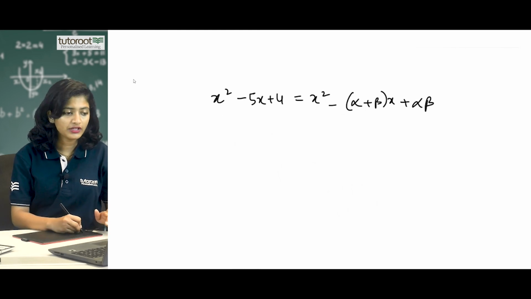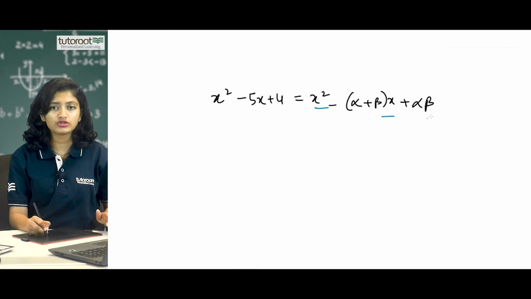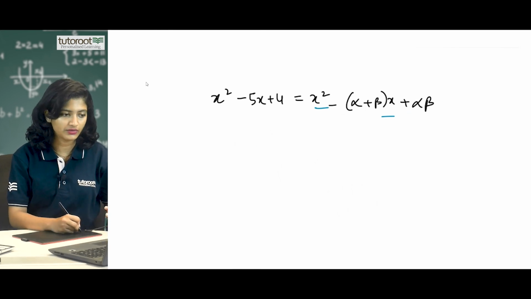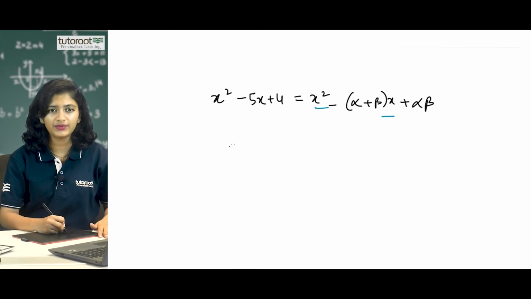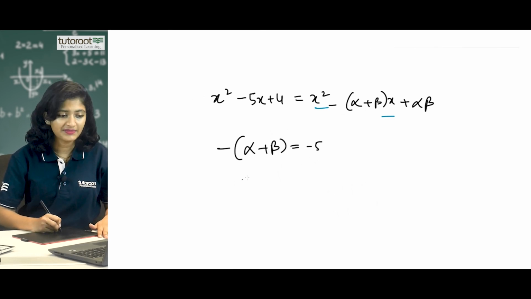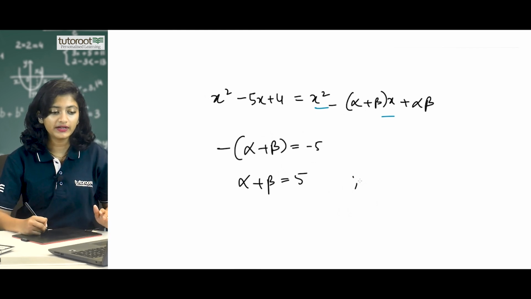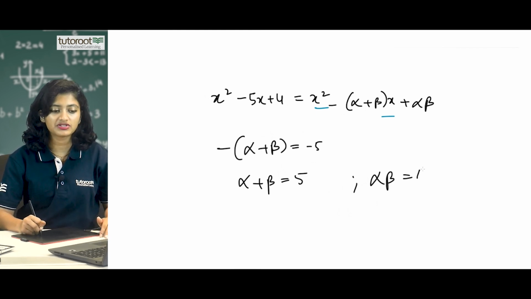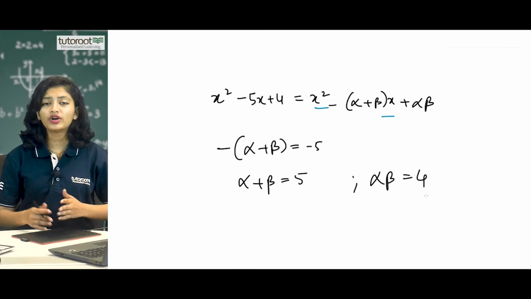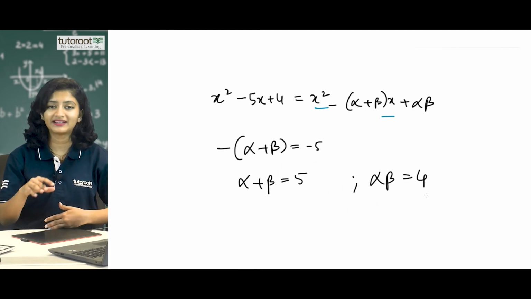Now by comparing the coefficients of the terms x squared, x and also the constant, you come to this conclusion. Let's write that down. Minus of (alpha plus beta) is equal to minus 5, and this can be written as alpha plus beta is equal to 5. Now this is the sum of the roots. And the product of the roots is alpha into beta, which is equal to 4. Though we do not know the roots alpha and beta exactly, we'll be learning how to find them out correctly.